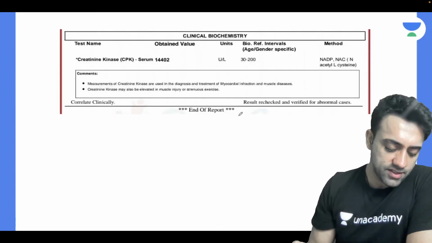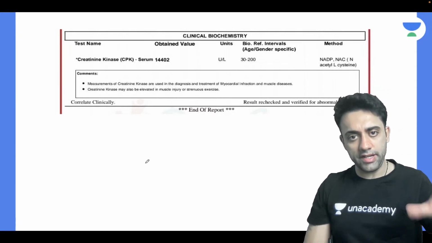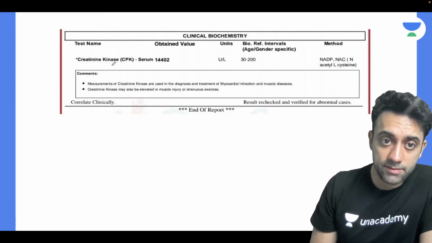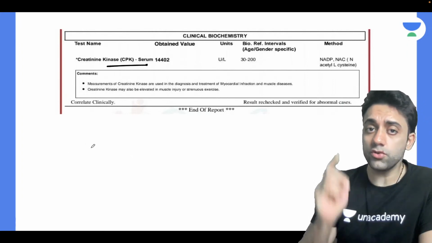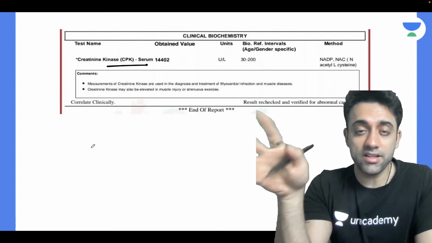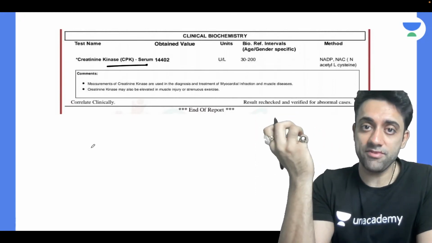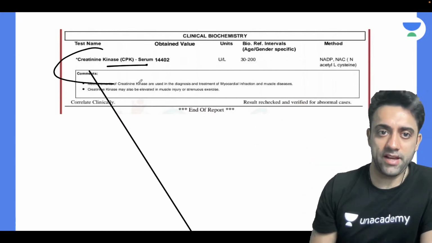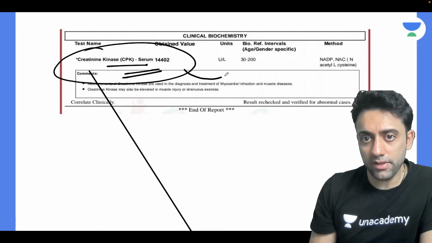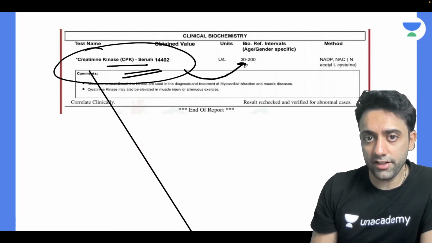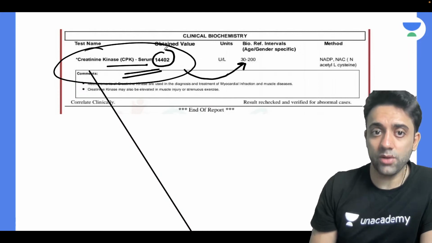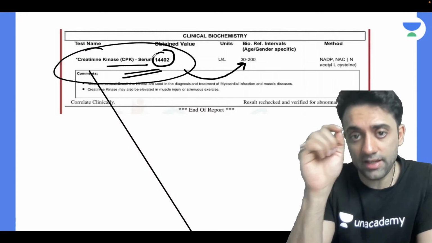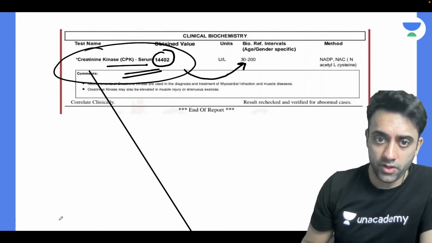And which is the investigation you want to get done? If you get a patient like this, you get CPK levels done. Whenever I told you there's pseudohypertrophy of the calf muscles, the muscle is breaking down, the muscle has been replaced by fat. How will you get to know that the muscle is breaking down? You get the CPK levels done, creatine phosphokinase. Normally it is 30 to 200. In this baby it is 14,402. The muscle is breaking down at every single level. That you should know.